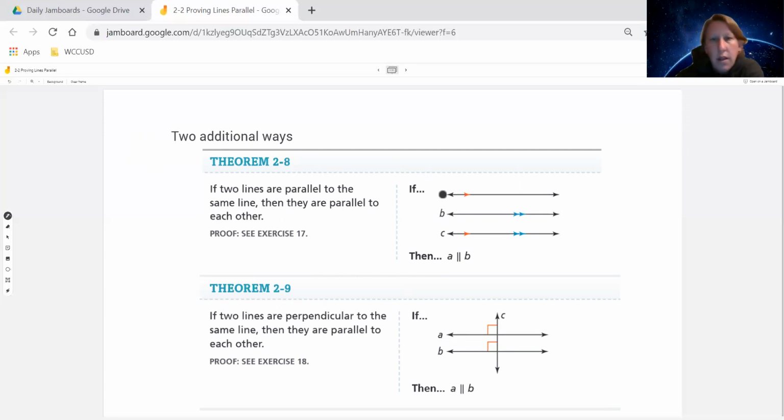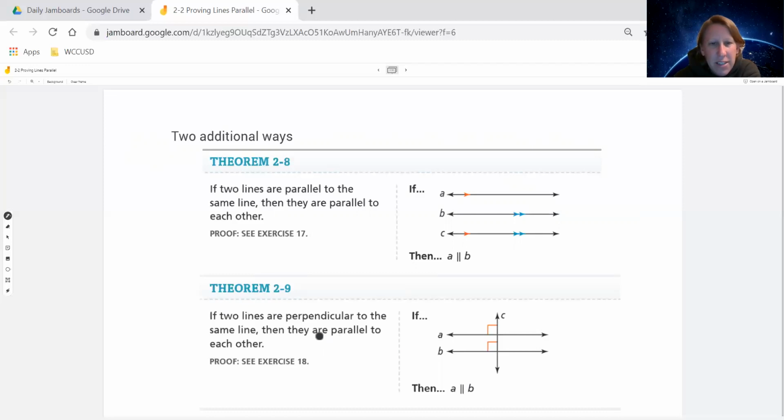So if the A with the little red mark is parallel to C with the little red mark, and B with these 2 little blue marks is parallel to C with these 2 little blue marks, then you're allowed to say that A and B are parallel. Geometry is fun. All these little language things.